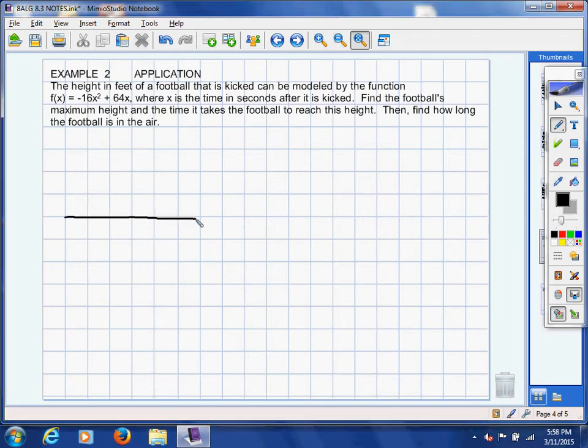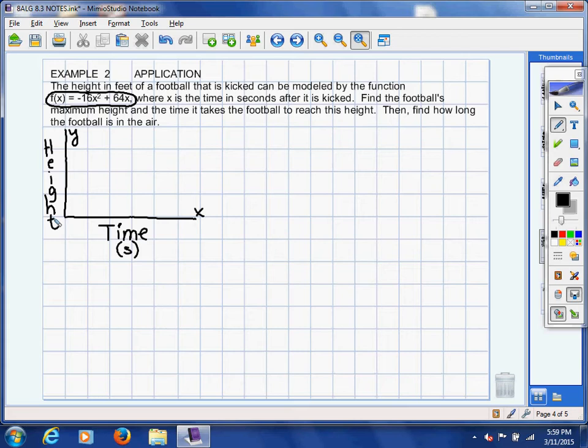The height in feet of a football that's kicked can be modeled by the function. And here's our function right here that we're going to focus in on, negative 16x squared plus 64x. And they're telling us what the x-axis is. The x-axis is time in seconds. Okay? And they're telling us the y-axis is the height, because we're looking for how high this thing is kicked. So there's our y-axis. So we're asked to find three things: maximum height, the time it takes the football to reach this height, and then how long the football is in the air.